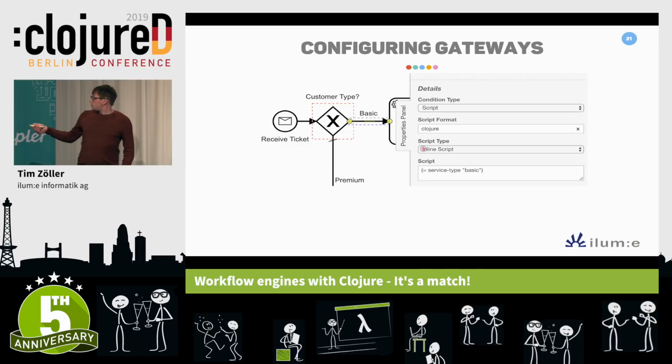So we can really use Clojure code here, and we say if the service type from our variables is basic, then we take the basic path. For any other case, we take the premium path. So this is how we implement this decision. And most important, this decision is visible for everybody looking at that diagram. It is not hidden away in code. It is not hidden away in some service, but it's just here in plain sight.